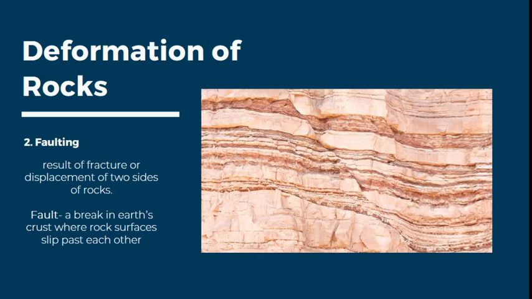Faulting is a result of fracture or displacement of two sides of rocks. As you can see on the picture, a fault is a break in Earth's crust where rock surfaces slip past each other. We have here faulting.